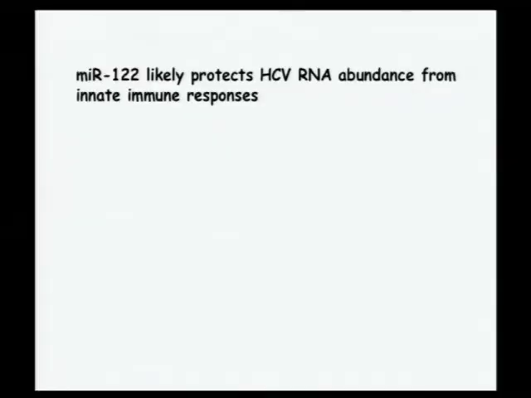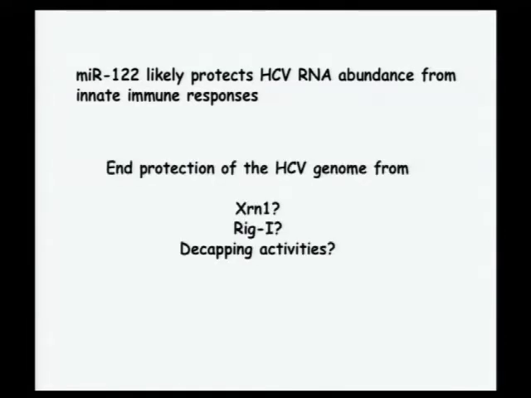So what is this? We think microRNA-122 could really protect HCV from innate immune responses. We are virologists. So what does this mean? Well, we need to know, what does the end of HCV look like? If it has a monophosphate, there are nucleases, such as Xrn1, that could degrade it. If it has a triphosphate, well, maybe RIG-I gets activated. It gets activated by triphosphate-containing RNA, which you normally don't find in cells.